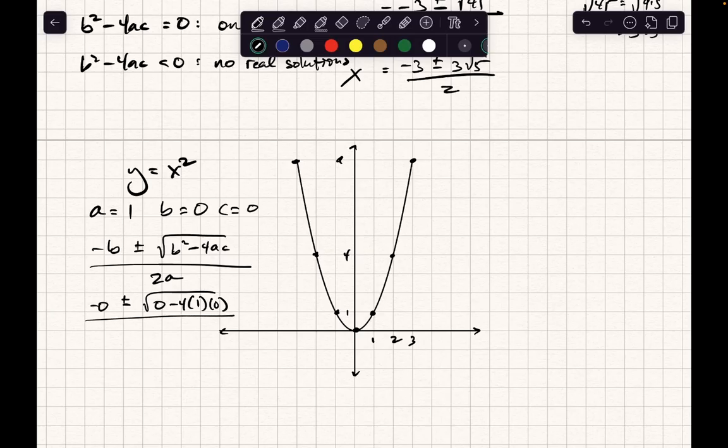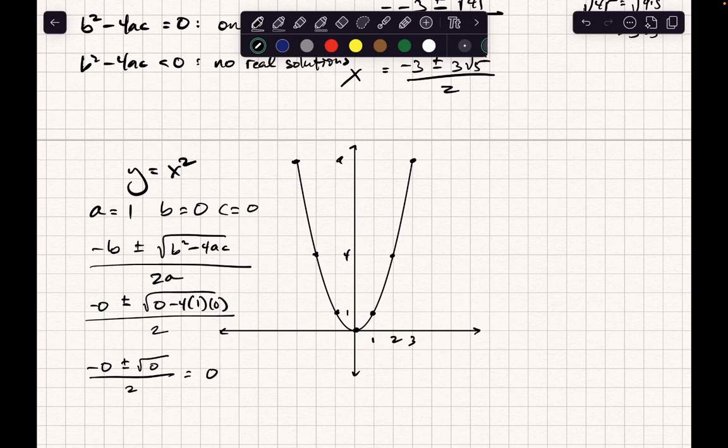All over what's 2a? 2. So I have minus 0 plus or minus square root of 0, over 2, is 0. So what does it mean, Cormac?